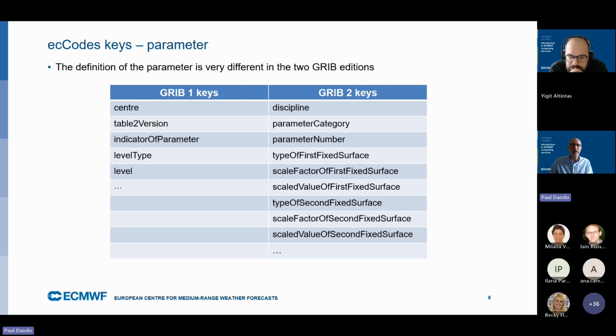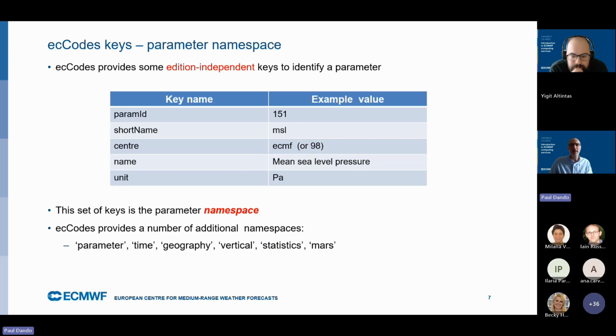And what we've done in ecCodes is to simplify this by providing something called the parameter namespace. Basically all of the parameters have a unique param ID, which maps you onto those keys that we saw on the previous slide. So for example, here we have param ID 151, which has a short name MSL and is actually the mean sea level pressure.